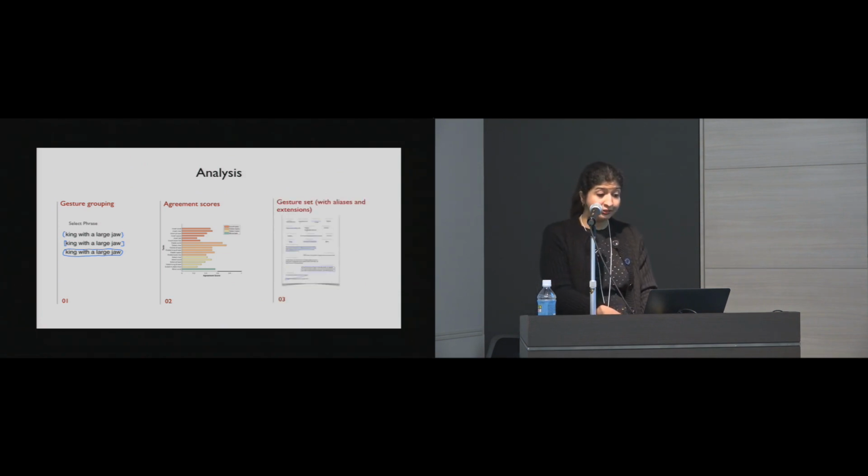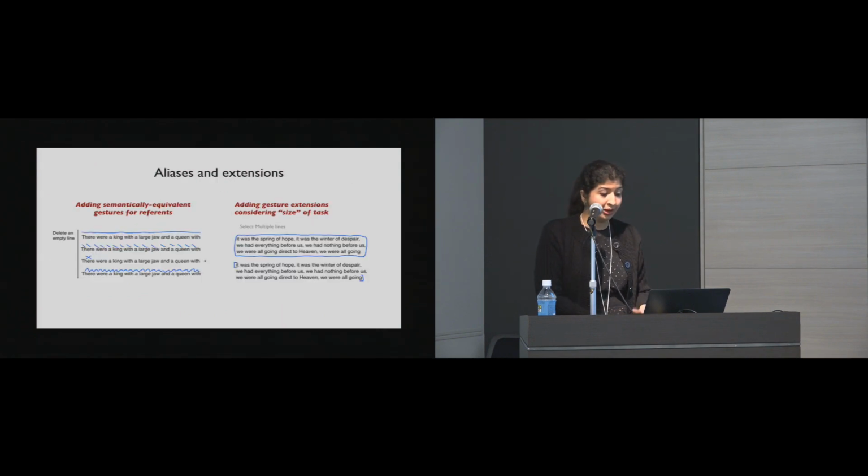And lastly, we finalized our gesture set by not only selecting the gesture that most participants agreed on for each referent, but we also included aliases and extensions, which I'll talk about next. So aliasing involves adding synonymous gestures for a referent rather than providing a single specific gesture. This practice is usually followed so that the recognition rates are increased and to provide more flexibility and to not make it more stringent.